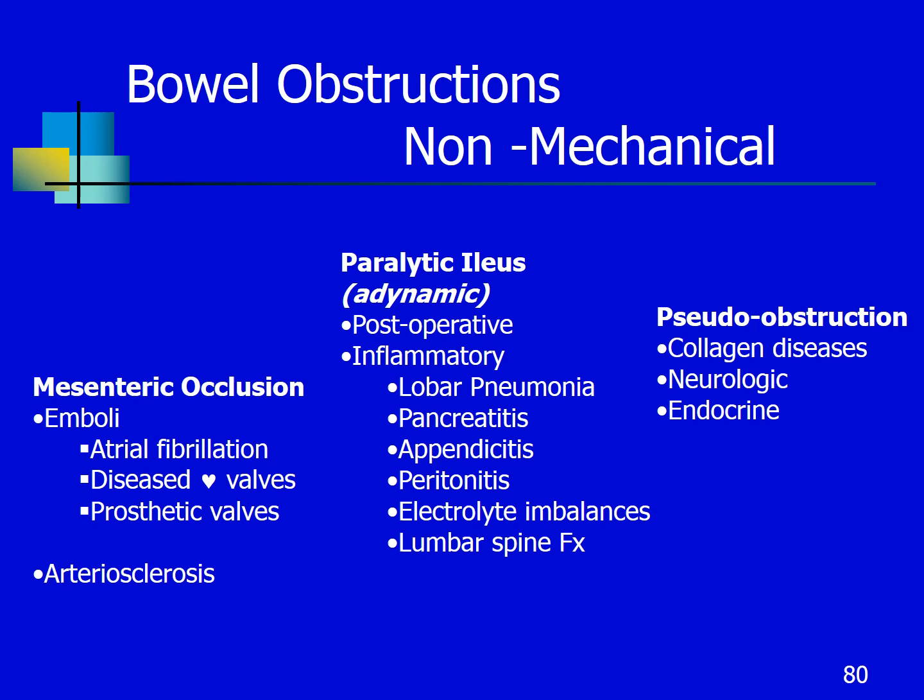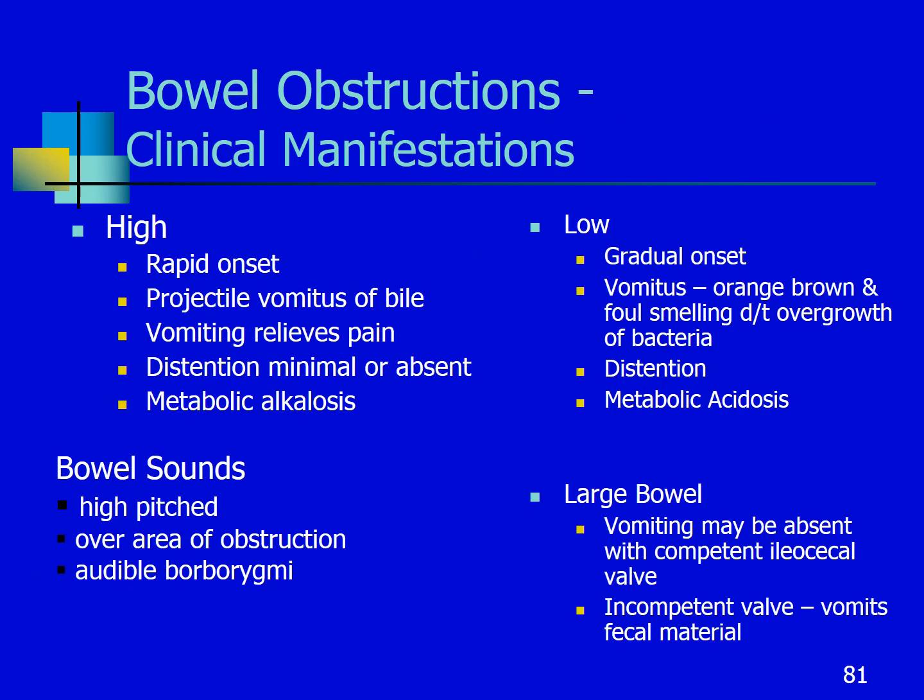Or pseudo obstruction, right? Pseudo obstruction is generally a clinical syndrome. It's usually caused by some type of severe impairment in the ability of the intestines to push the food through. Diseases that can cause impairment include collagen diseases, neurologic diseases, endocrine diseases. So these are the things that can cause bowel obstruction. Next slide.